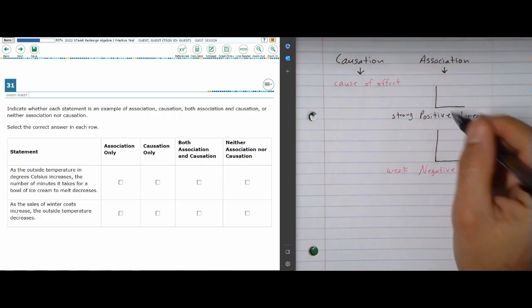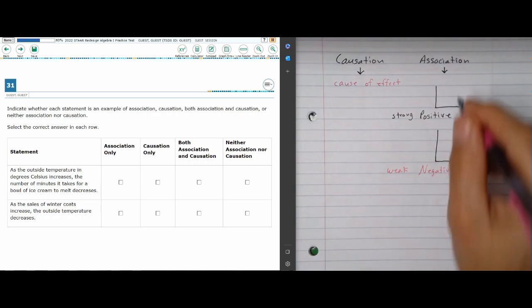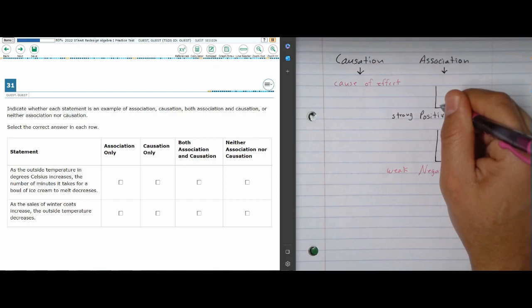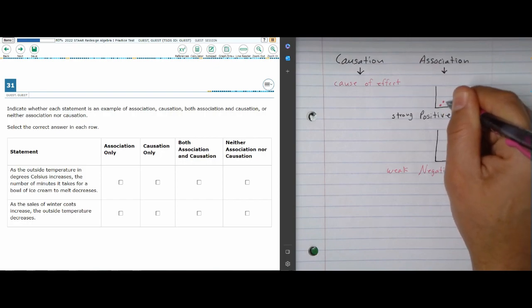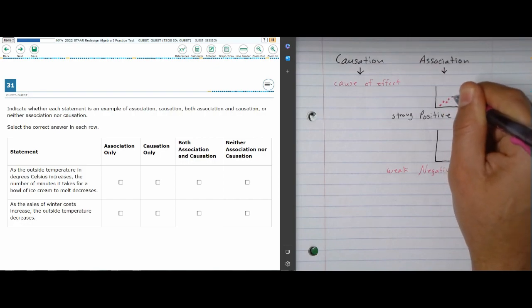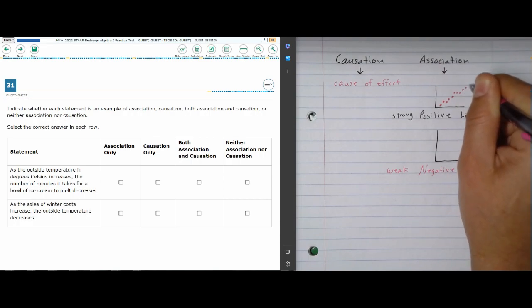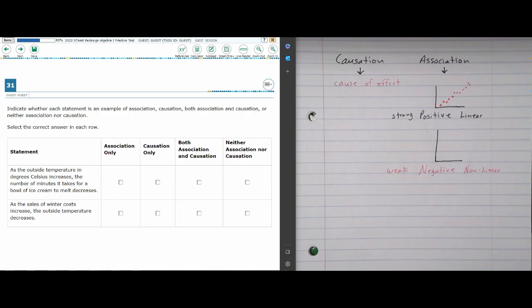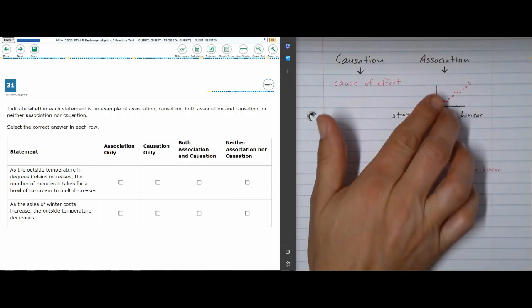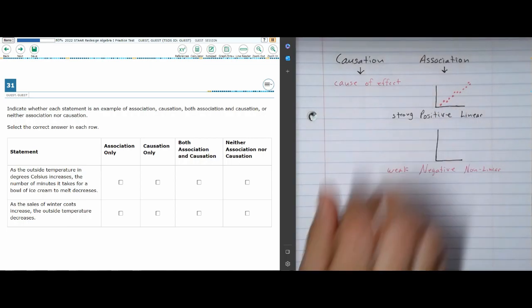So if this was a strong positive linear association, what we might see is something like this. Some points that look like they follow a line really closely. A few of them might be off, but they're really close to following a line. This would be a strong positive linear association. Now if it was weak, the points would be spread apart further.